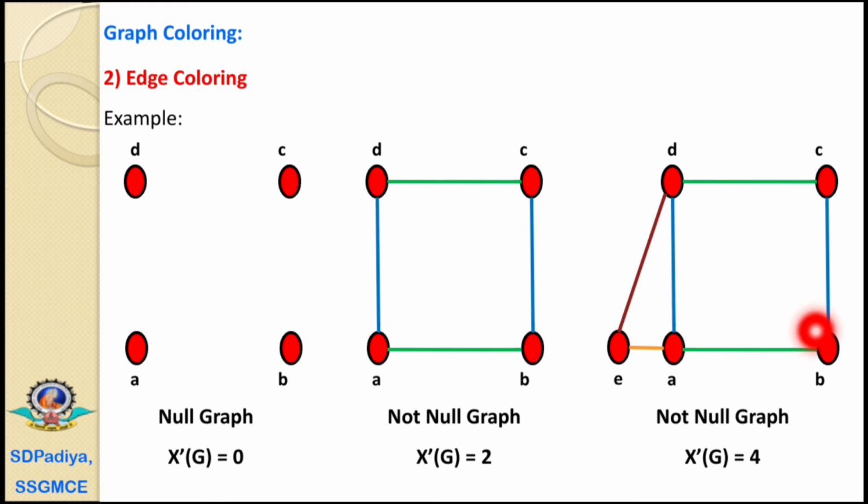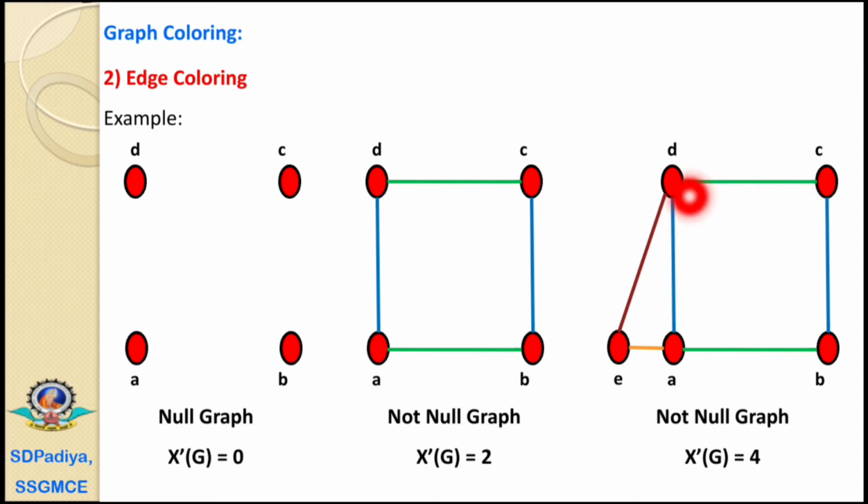Now about the second node B, this node B has already one edge A to B with the green color. Therefore for the B to C we use the second color, blue. Now the node C has one blue edge. Therefore the second edge must be other than the blue. Therefore it is a green. Now for the node D, the node D has already two edges. One is the A to D with a blue color and D to C with a green color.